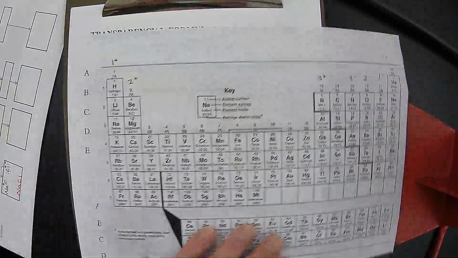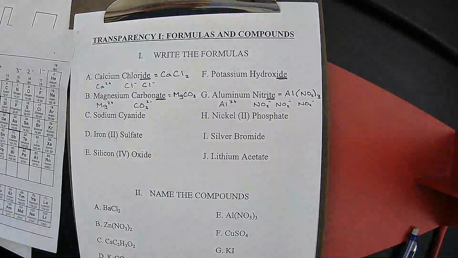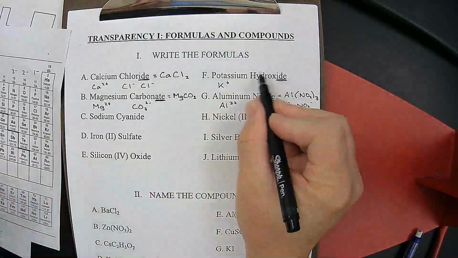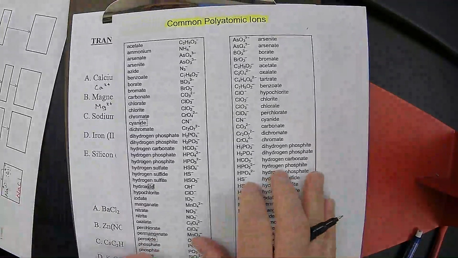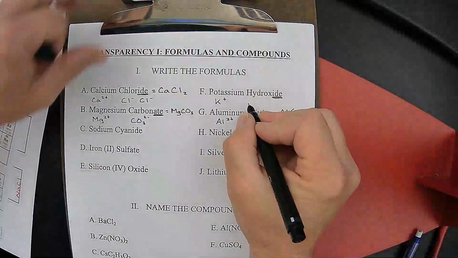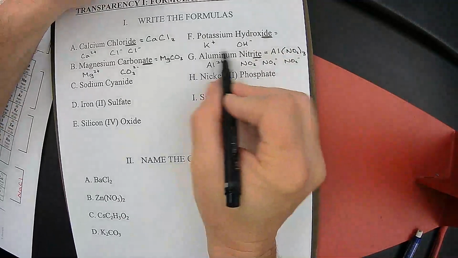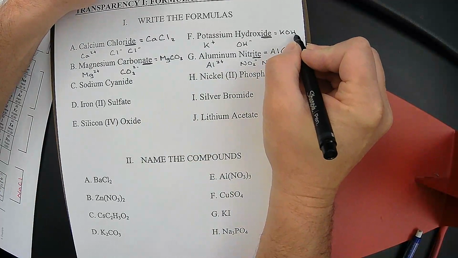So potassium is in column 1A, so it becomes a K with a 1 plus. But hydroxide, we need to remember that that's one of those that comes from the polyatomic ion OH with a 1 minus. The OH with the 1 minus balances the K with the 1 plus, so it's simply KOH.